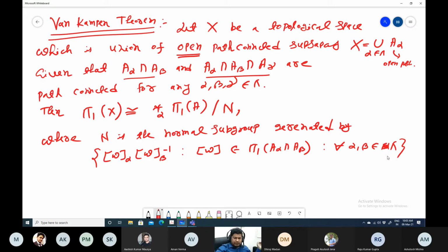So suppose you have a topological space X and you want to compute its fundamental group. Now what you can do? You can first divide this X into a union of open path connected topological spaces so that their fundamental groups are easy to compute. Then pi1 of X is isomorphic to the free product of these groups quotient with N, and N is the normal subgroup generated by this. We proved this when X is a union of two open path connected topological spaces, but it is true for the arbitrary case as well.